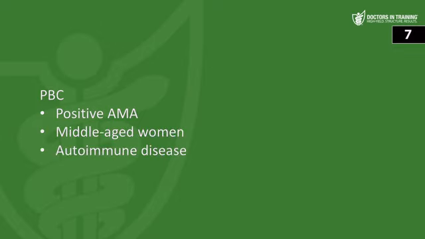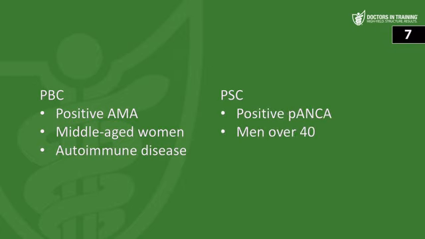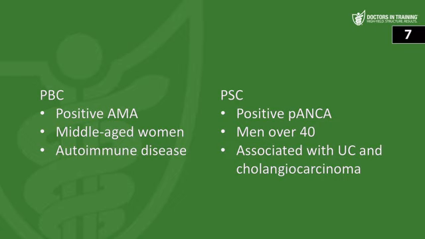PBC has a positive antimitochondrial antibody. It's usually seen in middle-aged women, and it's an autoimmune disease and is commonly associated with other autoimmune diseases, including Sjogren's syndrome or CREST syndrome. PSC is associated with positive P-ANCA. It's primarily seen in men over 40, and it's associated with ulcerative colitis and cholangiocarcinoma. And there's the characteristic beads on a string, intrahepatically and extrahepatically dilated bile ducts on ERCP.